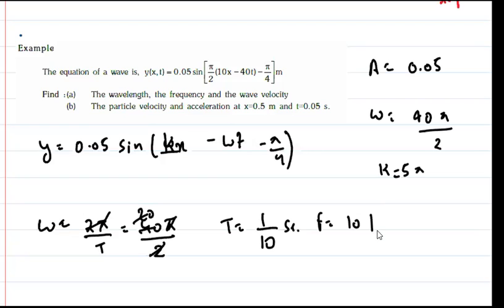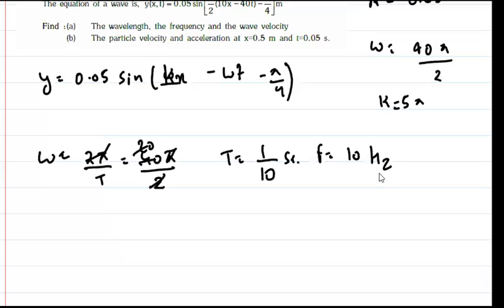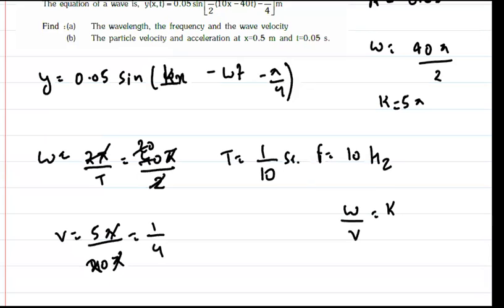Yes? Okay. Now wave velocity. We know that k is equal to what? I hope all of you remember we have k, we have omega, right? So wave velocity, we know that omega by V is equal to k. Okay, so V can be written as k by omega, which is 5 pi by 20 pi. Okay, so it is 1 by 4. Yes, agree everyone? 1 by 4.